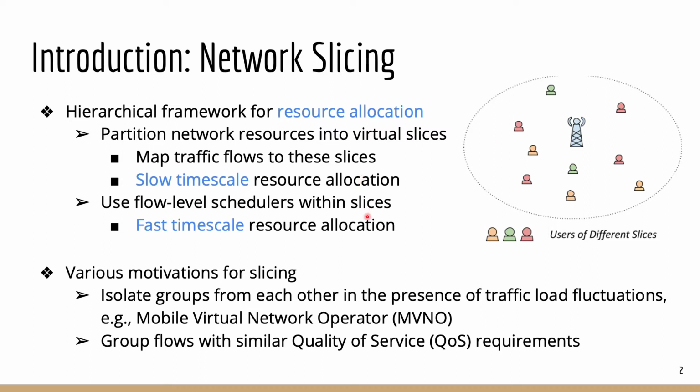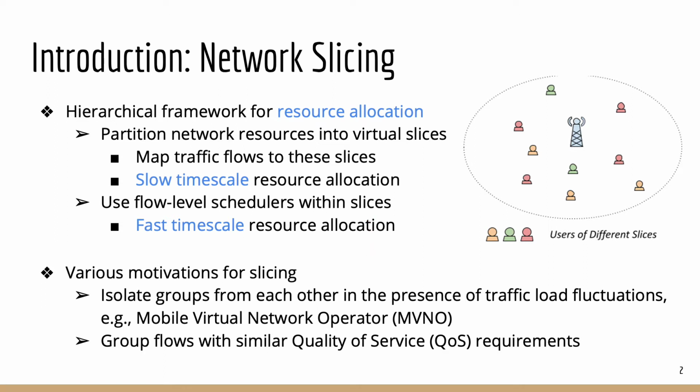At the same time, the base station deploys flow-level schedulers within slices, which schedule users using resources allocated to each slice by the slice-level scheduler. This is fast timescale allocation, and some opportunistic schedulers which use the instantaneous channel and queue information can be applied in this level, like the max weight scheduler or log rule scheduler.